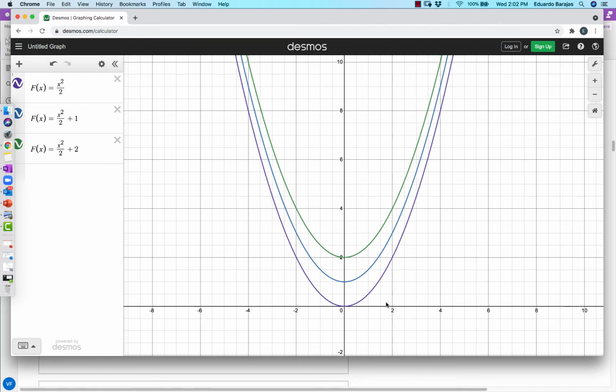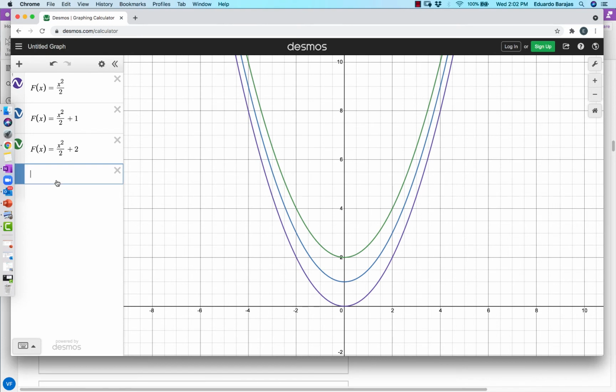Okay, so here are our graphs. They're all parabolas. They open up, they're concave up, and there's a family of functions here. So one of them goes through the origin, that's the purple one here, plus 0. One of them goes through the point 0, 1, that's this one. And then another one goes to the point 0, 2. Okay. So they're all the same type of graph. They've just been shifted up and down by some constant.